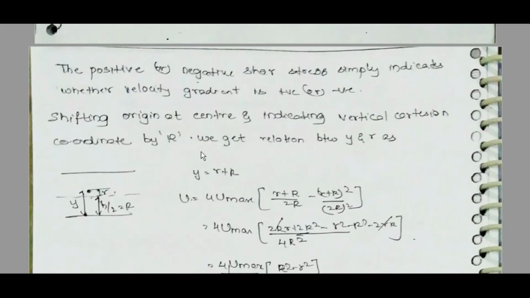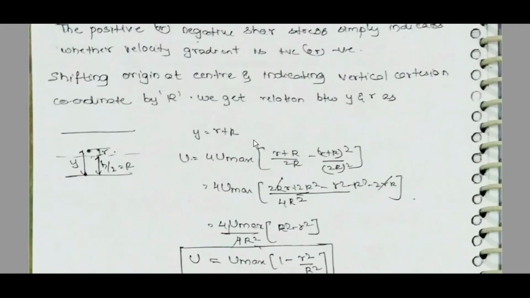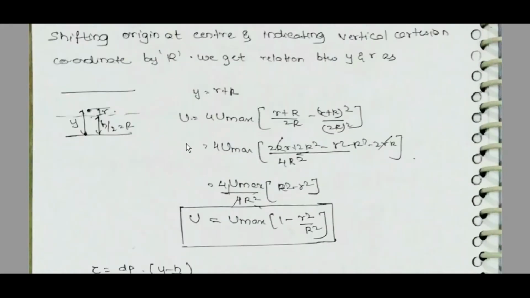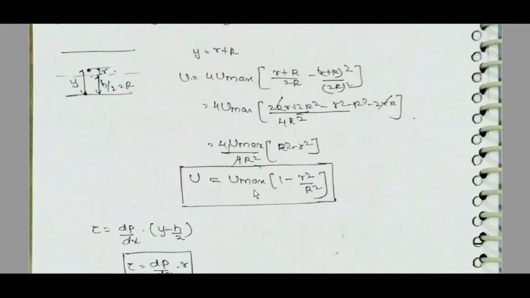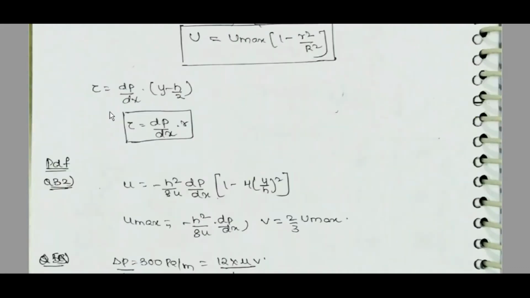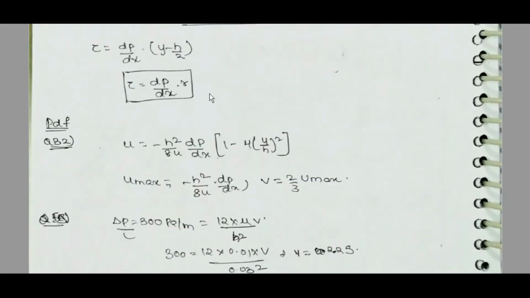Shifting the origin to the center and indicating the vertical Cartesian coordinate by r, we get a relation between y and r. Y is equal to small r plus capital R. U is equal to 4 u max into small r plus capital R by 2R minus small r plus capital R whole square by 2R square. Finally, you will get u max into 1 minus small r square by capital R square. Tau is equal to dp by dx into y minus h by 2, so tau is equal to dp by dx into r.